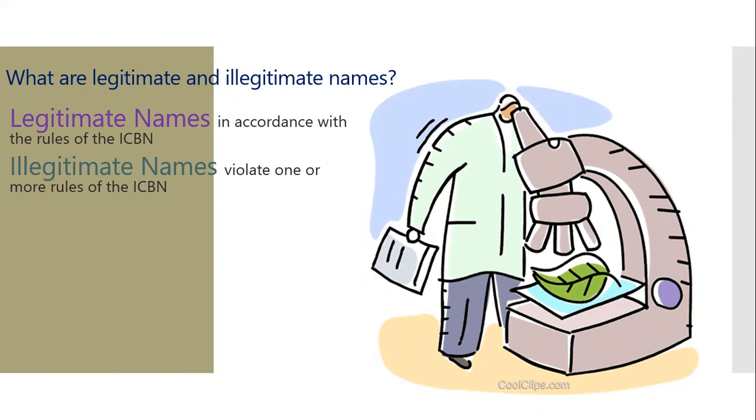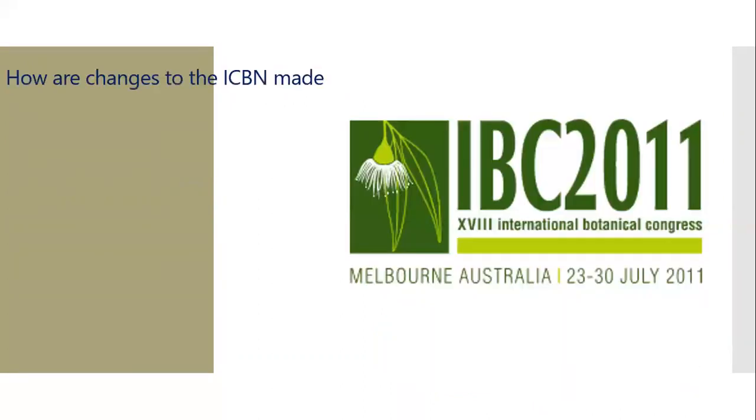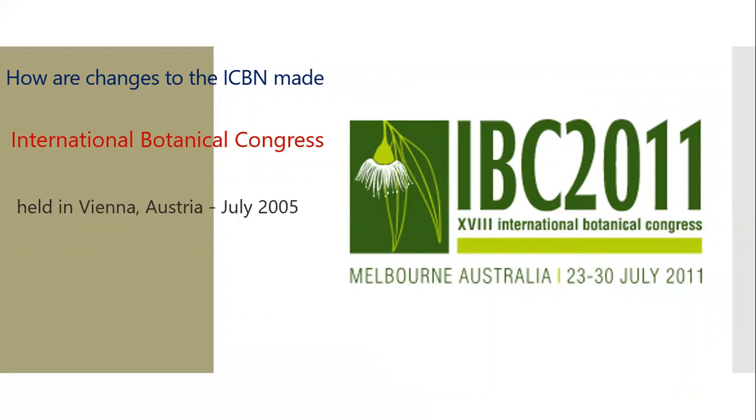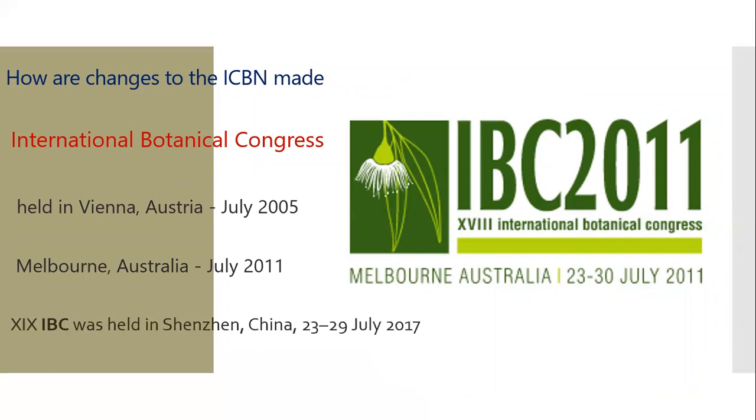The rules of the ICBN can be somewhat complex, often needing careful scrutiny, and points of controversy and periodic changes to the International Code of Botanical Nomenclature are voted upon at the International Botanical Congress, which happens every 6 years in some countries around the world. So I listed here three: July 2005, July 2008, and the latest was July 2017 in Shenzhen, China.